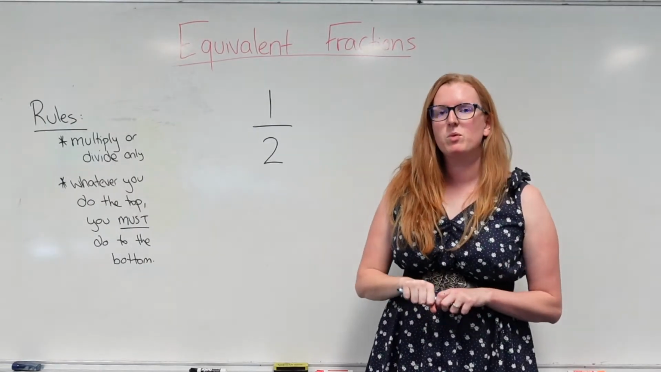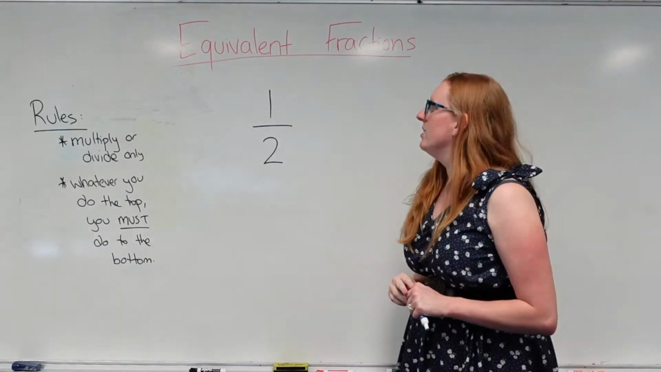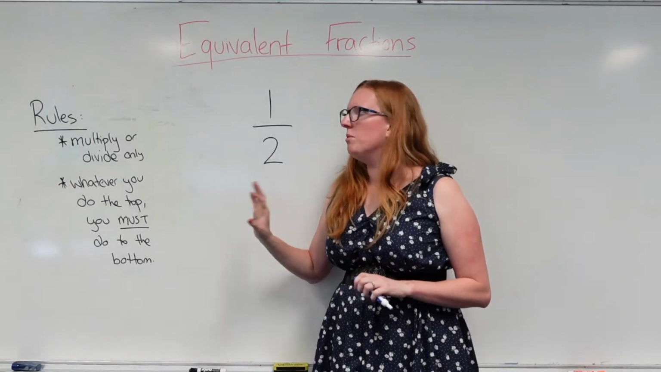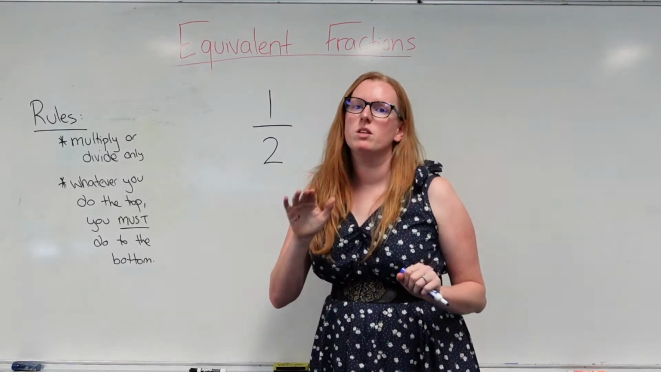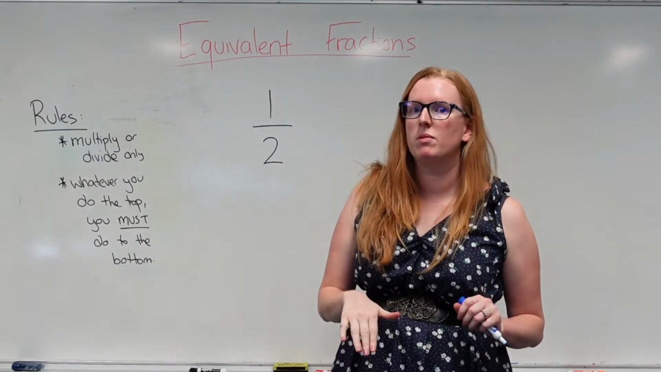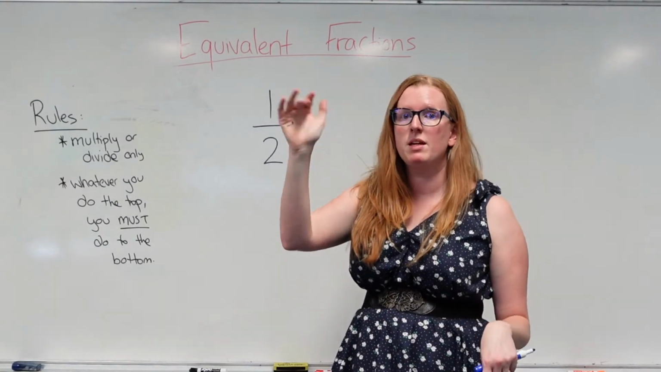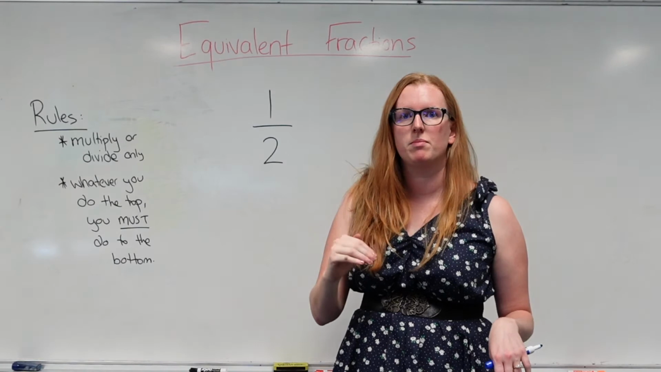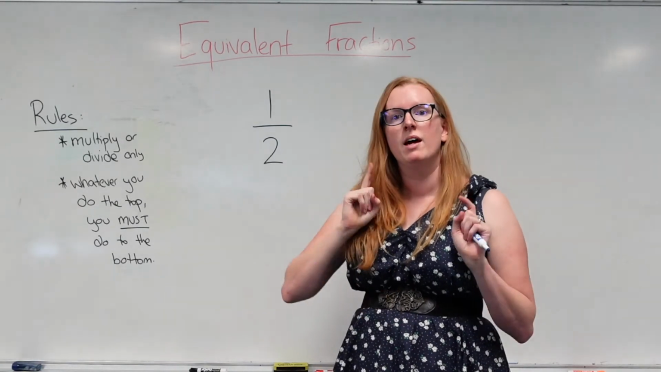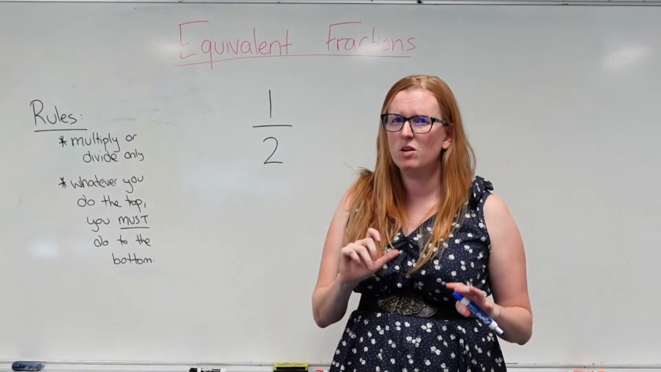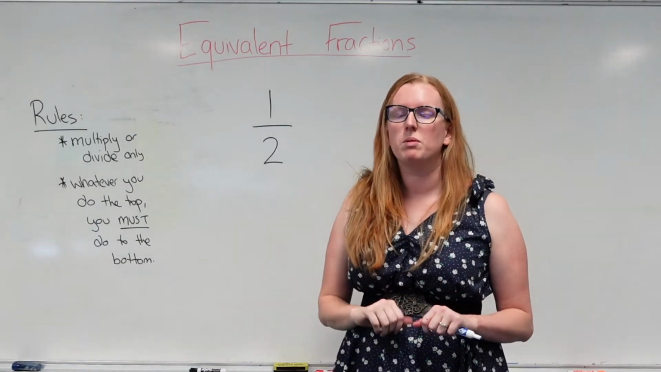Okay, let's try and make some equivalent fractions of our own. So there are a couple of rules when it comes to equivalent fractions. The most important one is that whatever you do to the top, you have to do to the bottom as well. So if you're going to be multiplying the top number by something, you've got to do the exact same to the bottom. All right, super important rule. Another rule is that you can't add or subtract to make equivalent fractions. You can only multiply or divide.